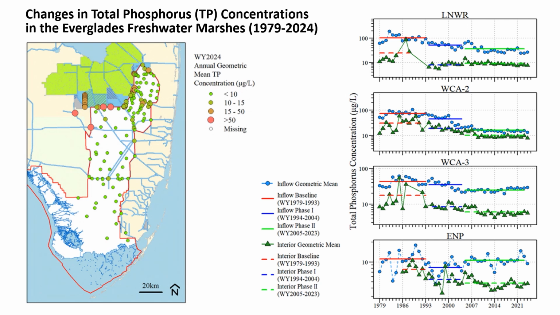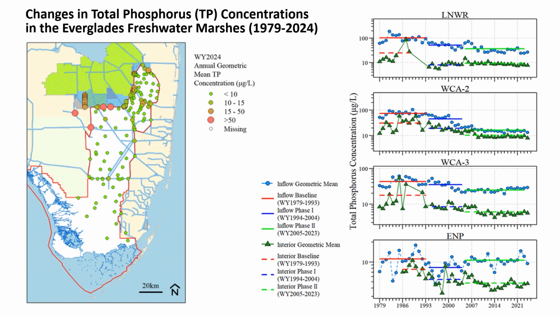The map on the left shows the water year 2024 annual total phosphorus geometric mean concentrations for monitoring sites throughout the Everglades. Except for sites adjacent to direct canal outflows, the marsh sites show concentrations of less than 10 micrograms per liter throughout the Everglades.